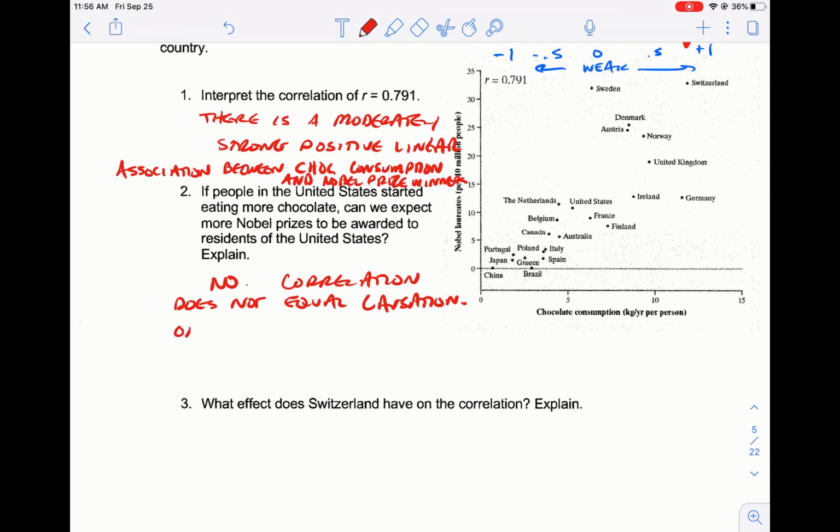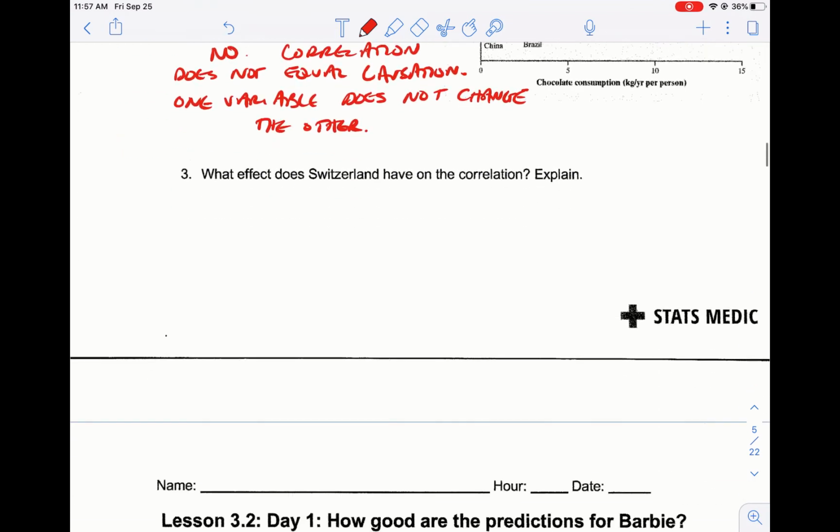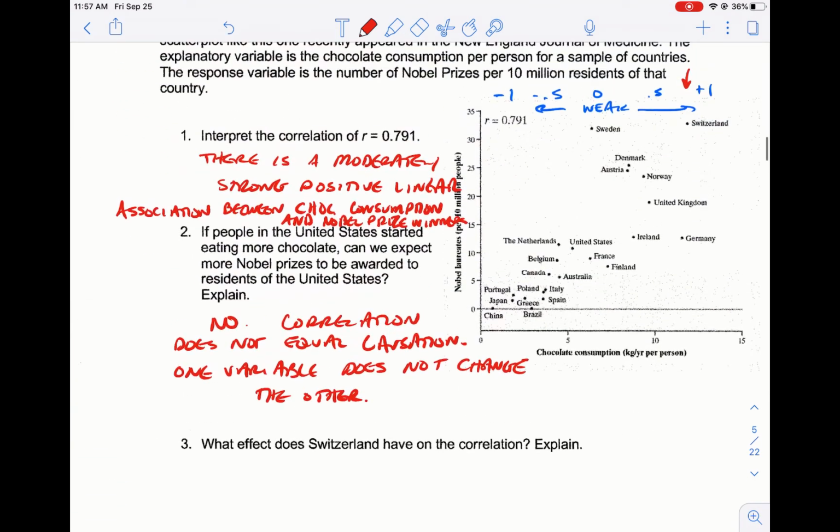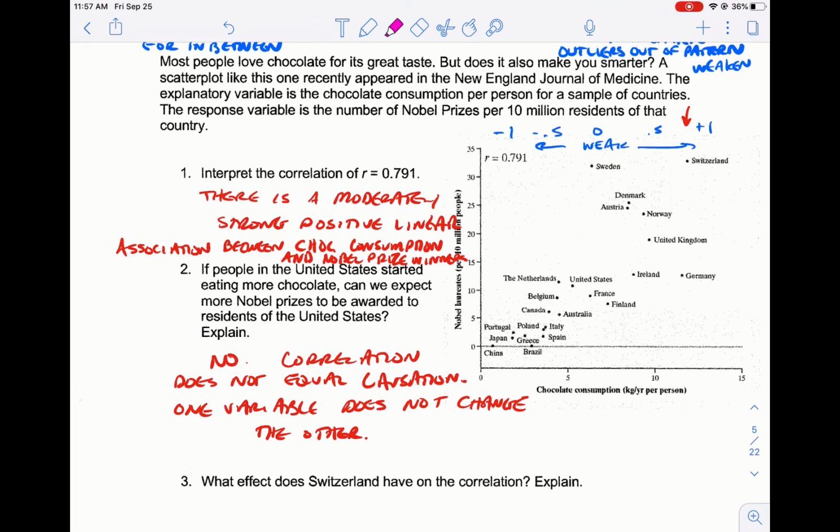Okay? One variable does not explain or change the other. Okay? So let's look at Switzerland. What effect does Switzerland have on the correlation? So let's check out Switzerland here. So think about it for a second. It's one of three choices. Does it increase the R value? Does it make it a stronger correlation?